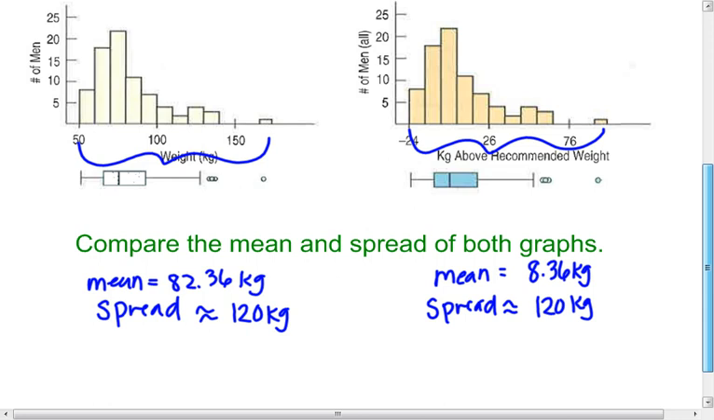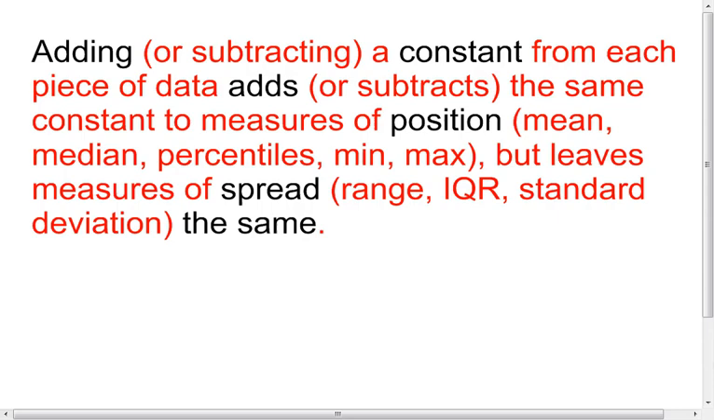So here's what you need to know. What I did to every single piece of data was subtract 74 kilograms. I did the same thing to every single piece of data. When you do that, and this is key, when you add or subtract the same number, a constant, from each piece of data, it adds or subtracts the same constant to any measure of position.